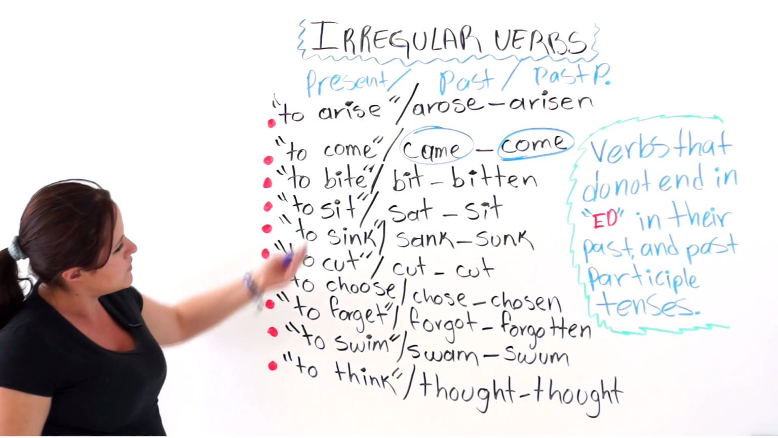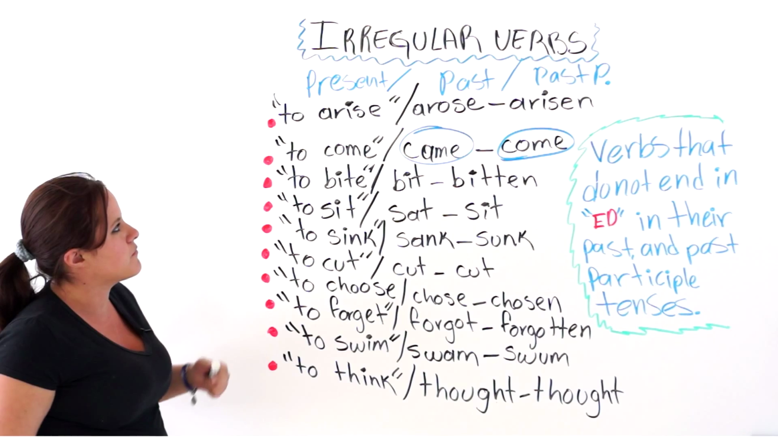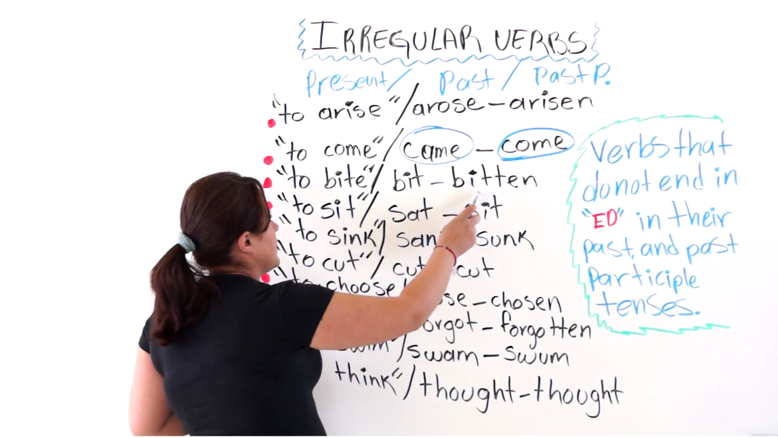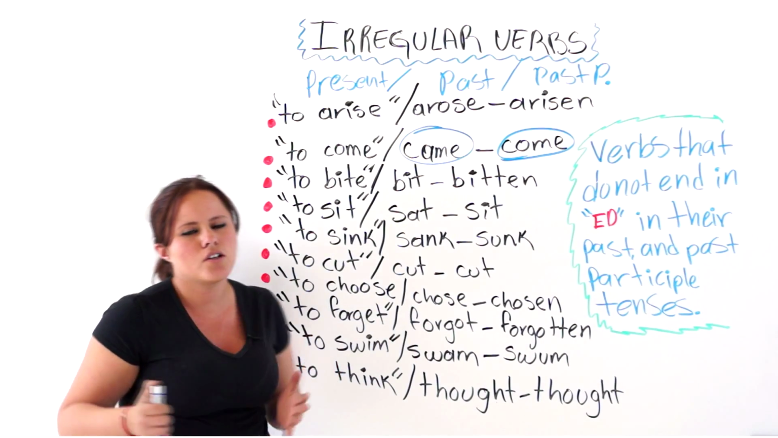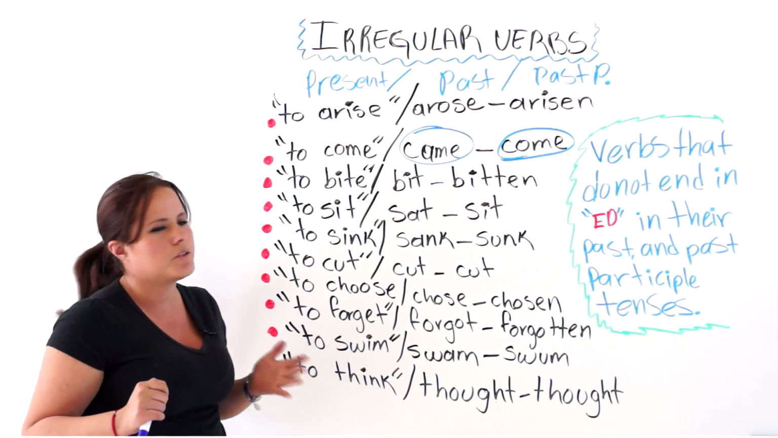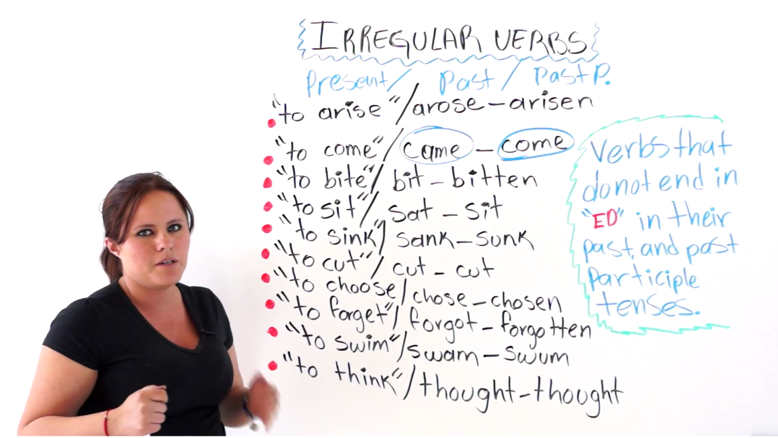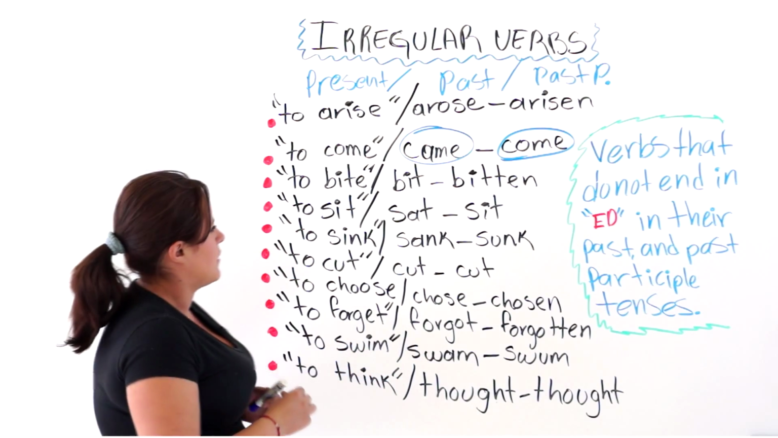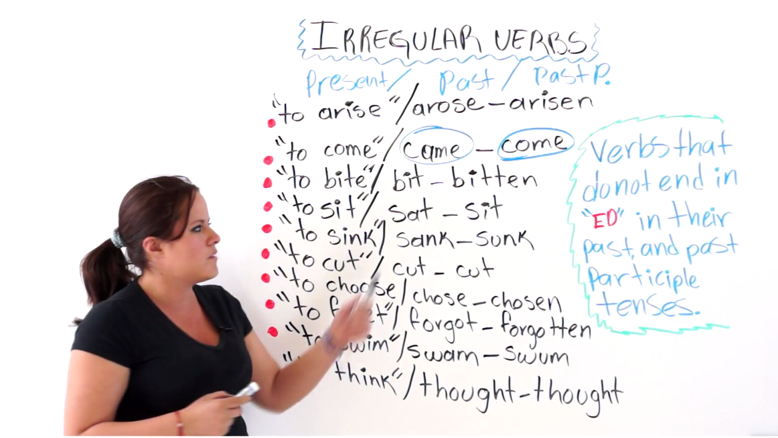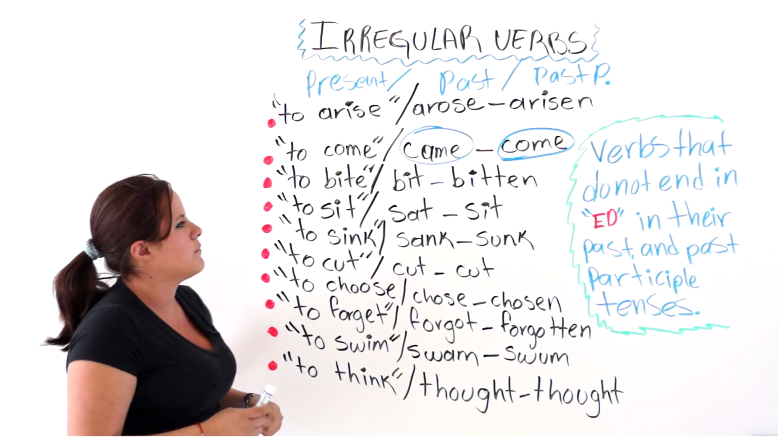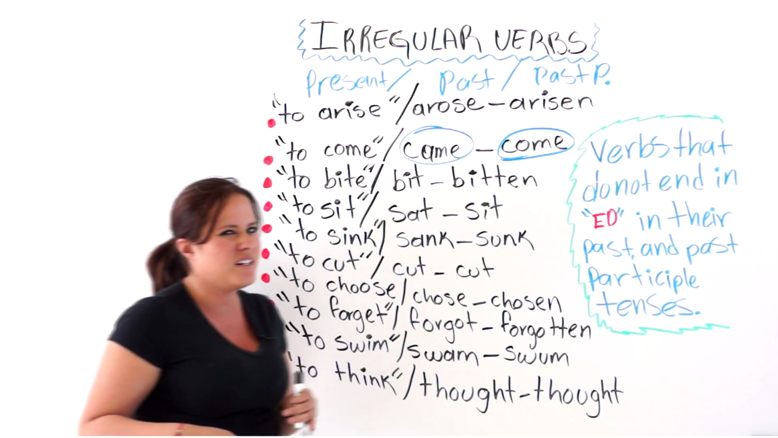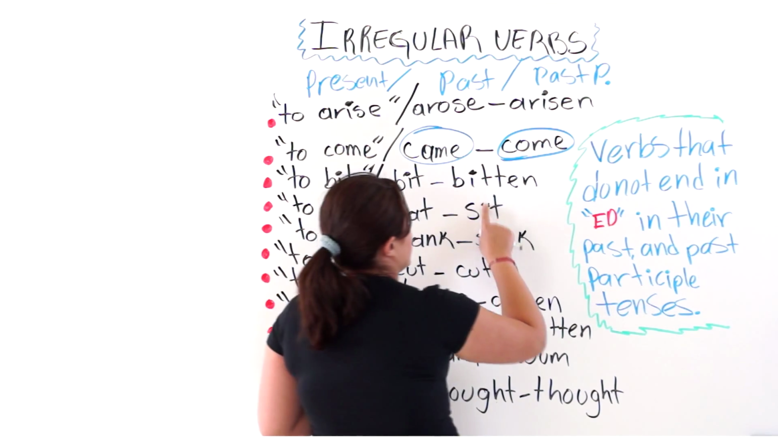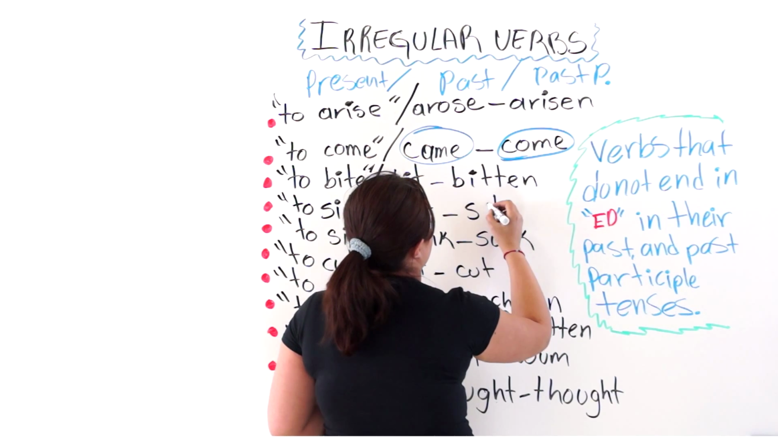All right, the next one is bite. As you can see, the simple past is bit, and then bitten. I tell you, there is no particular rule to create the past and past participle of irregular verbs. The next one is a tricky one. It says to sit. The simple past is sat, and the past participle is sit again. No, it isn't. It's sat, right? Sat.